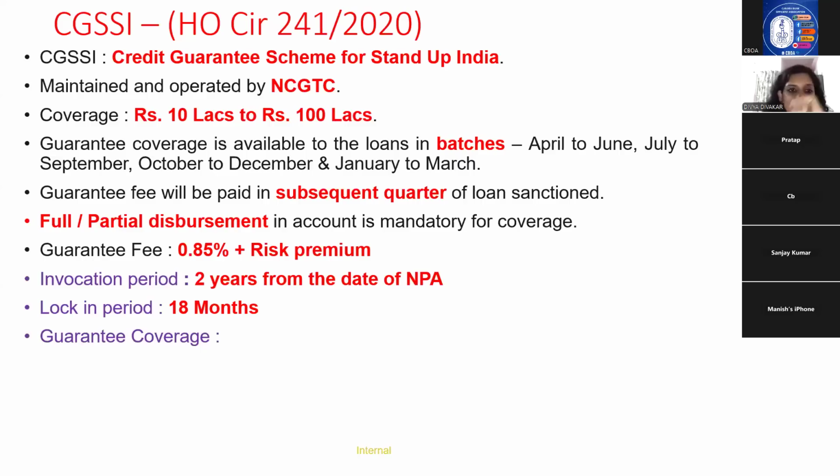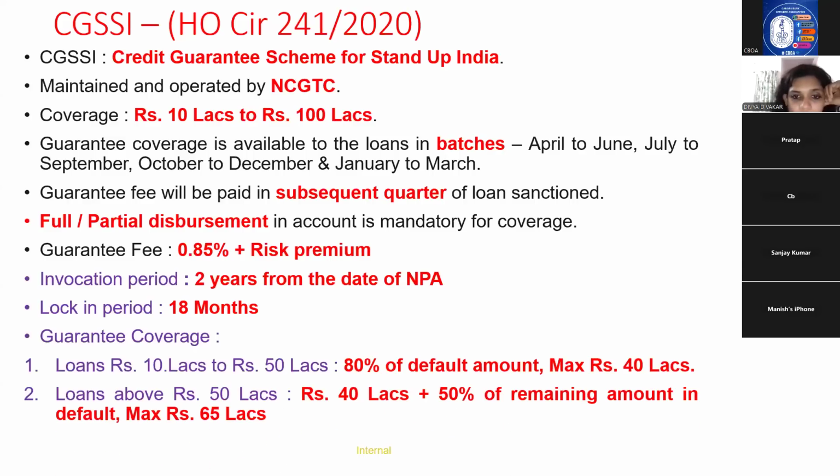The guarantee fee here is 0.85% plus risk premium. The invocation period is 2 years. The lock-in period is 18 months. And what is the guarantee coverage for loans up to 50 lakhs? Up to 50 means anyhow it is about 10 lakhs eligibility. For 10 to 50 lakhs, 80% of the default, that is a maximum of 40 lakhs. Remember, 80% of 50 lakhs is 40 lakhs.